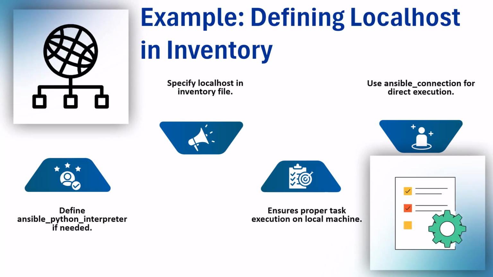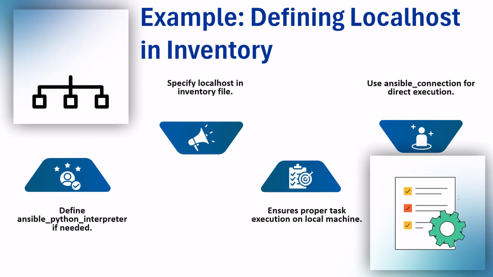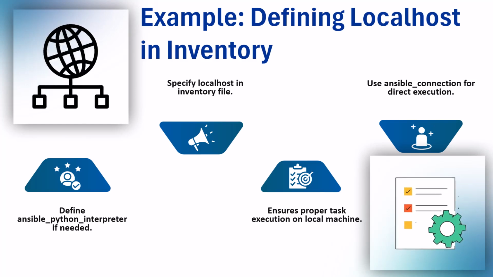Let's see it in action. Defining localhost in an inventory file gives clarity and control. By adding ansible_connection=local, we make execution direct. And if Python configuration is needed, we define ansible_python_interpreter. That's setting up localhost like a pro.